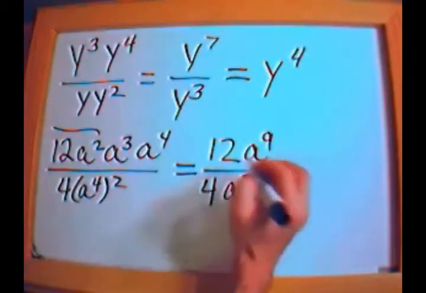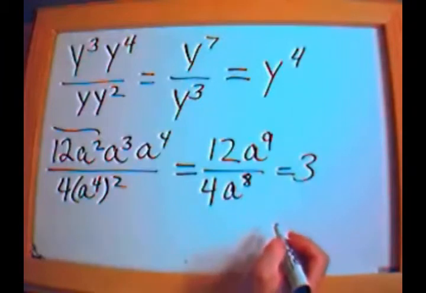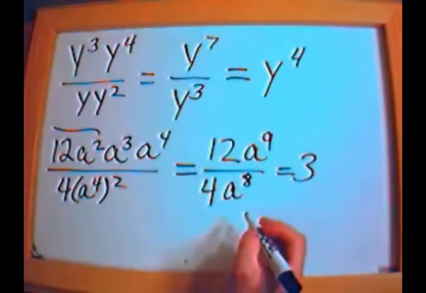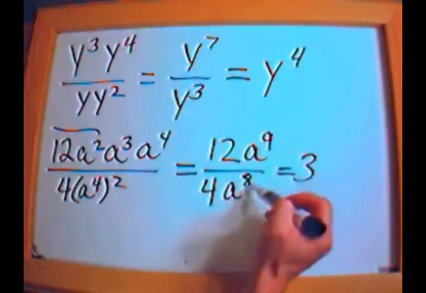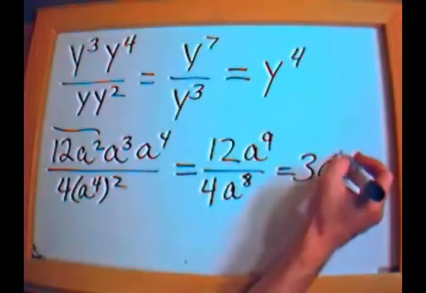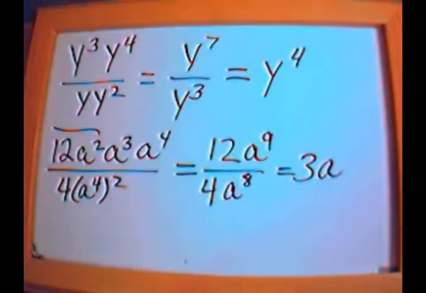Now, 12 divided by 4 is 3, so I can just write a 3 out there. I can get rid of these numbers. And likewise, I've got an a to the 9th and an a to the 8th. The way to simplify that is 9 minus 8 is 1, so I've got a to the 1, which is implied there, so it's just 3a.